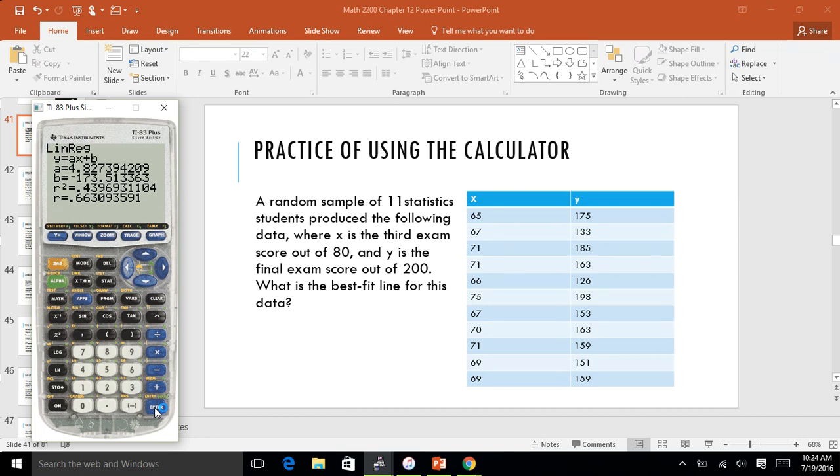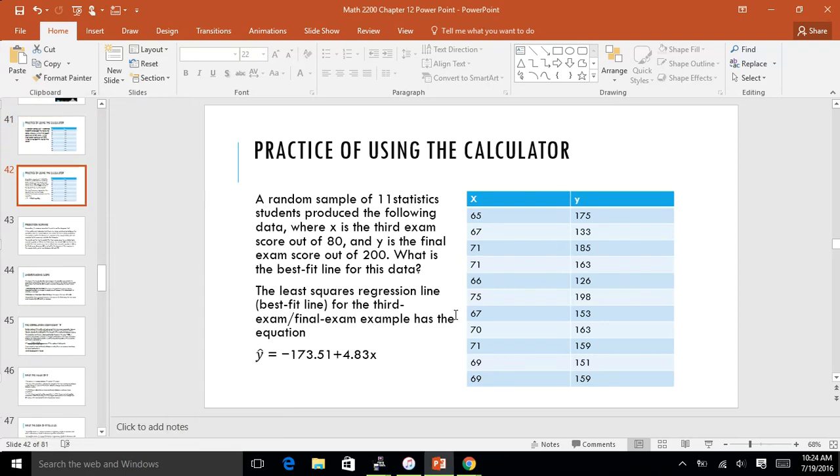Okay, so it gave me a bunch of data. The first thing it gave me is y equals ax plus b. For this one, a is the slope, 4.82 is my slope, b is my y-intercept, which is negative 173.51. R squared is 0.4396, and r is 0.6630. We will talk about this in more detail in a few minutes, but I just wanted to show you where I got it. Again, from the last slide, I just wrote it in a different form. Here's y-intercept and here's the slope. You can flip them. It's whatever you're comfortable with.